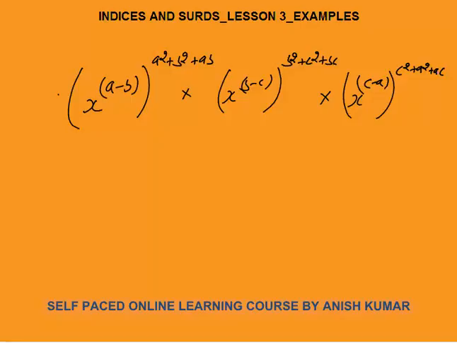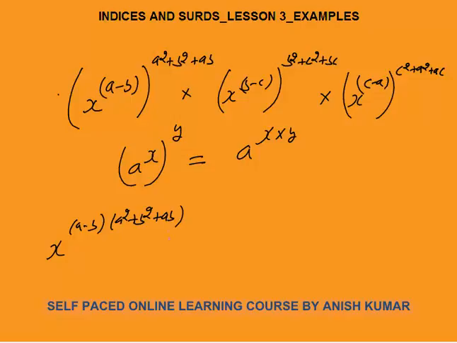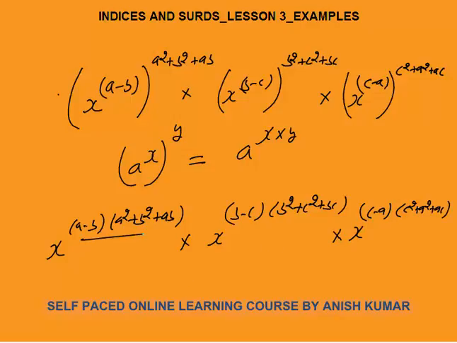Next question is like this. This question seems to be difficult, but these are the easiest questions that you will find in indices and surds. Now what we'll do, as the bracket is there, you know that a power x power y, whenever there is a bracket, the power will get multiplied. This becomes a power x into y. So this becomes x into a minus b into a square plus b square plus ab into x power b minus c into b square plus c square plus bc into x power c minus a into c square plus a square plus ac.